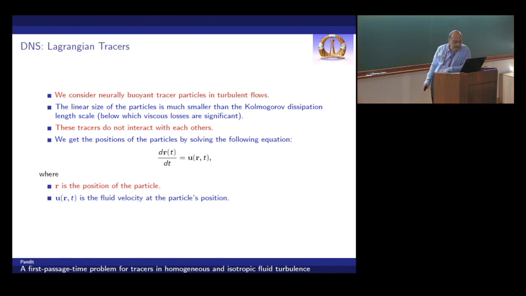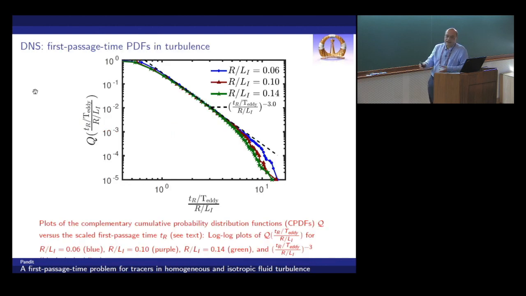So basically dr/dt is u, where u is the Eulerian velocity of the fluid at the point r. Okay, that's what a Lagrangian tracer is. Given this, given a computer, given a very good student like Akhilesh or Akshay, you can then obtain the probability distribution function. It is more useful to plot the cumulative, or the so-called complementary cumulative probability distribution function, basically the integral of P. And here is a plot of Q, which is this cumulative PDF, versus some scaled time T.